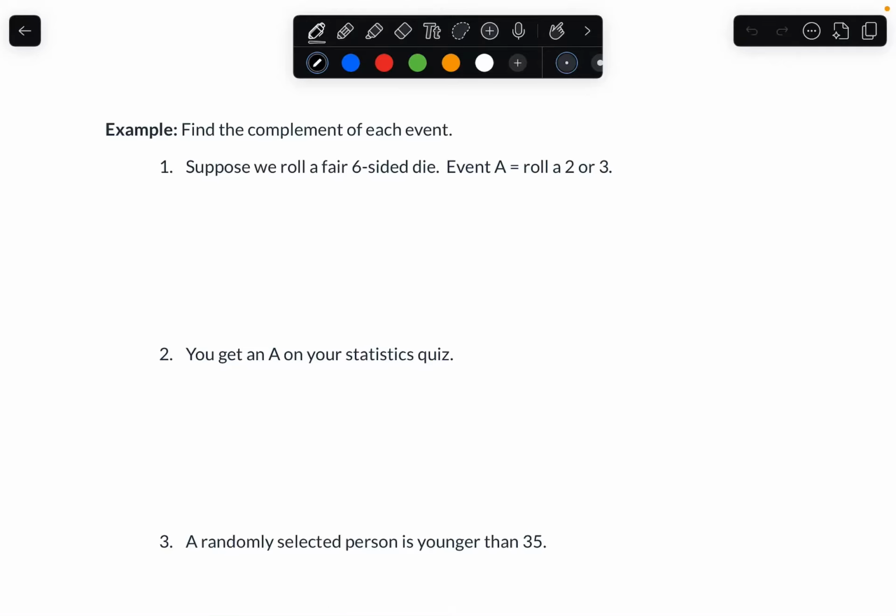In this video, we're going to get just a little bit of practice working with the complement of each event, and particularly just finding the complements of events. So for our first example, suppose we roll a single fair six-sided die. I would like to let event A be the event that we roll a 2 or a 3, and then of course we want to find the complement of that.